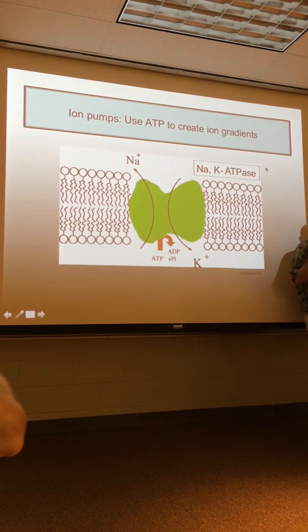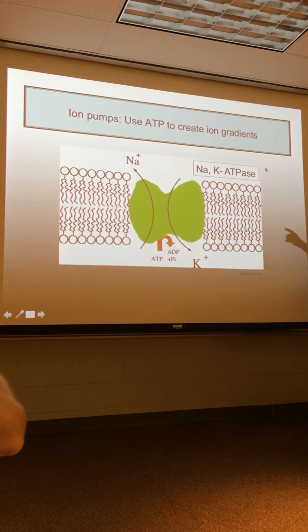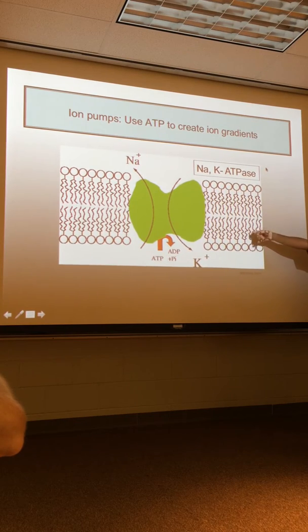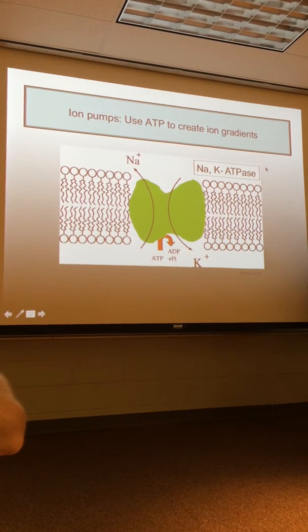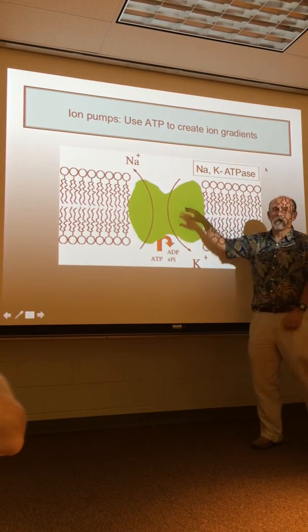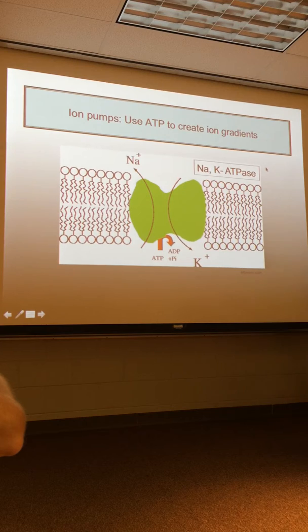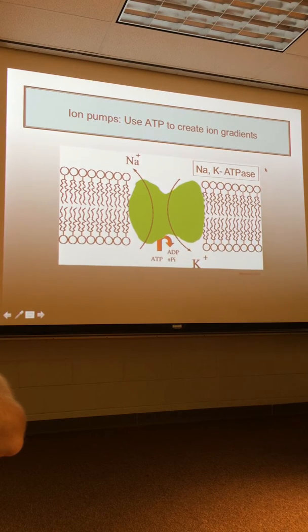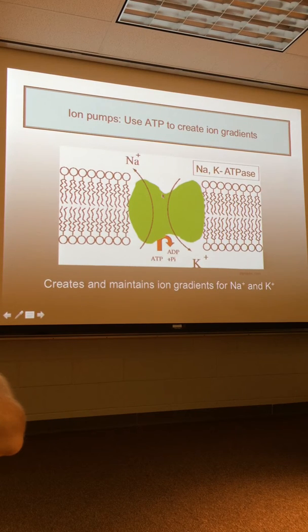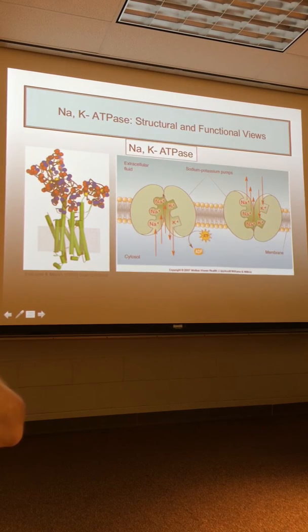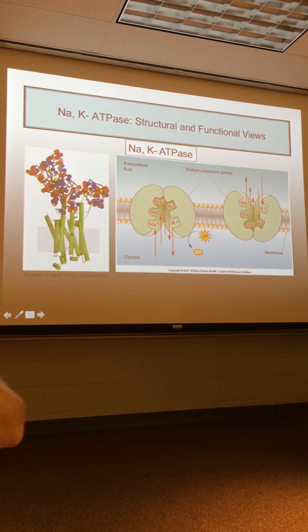So you need to maintain that, and that's what this does. A lot of our time is spent keeping this pump happy, particularly in the brain, whether you're thinking or not. We'll come to a little question later about that. So the sodium potassium ATPase is fundamental. If it doesn't work, then this won't work. So this creates and maintains the ion gradients, okay? And if you look at it in detail, this is actually a picture of it. It's a very complicated, very interesting looking molecule.